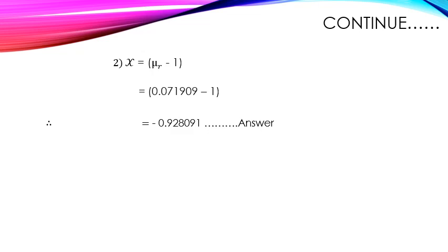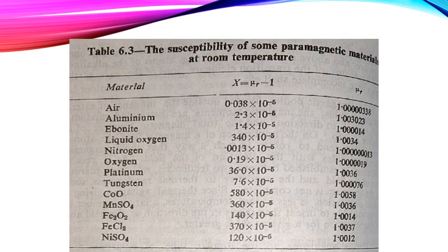Now we will see why the susceptibility is positive in some cases and negative in some cases. As we have seen in the above examples, the calculated susceptibility is positive or negative. To justify this, let us see the susceptibility of some paramagnetic materials at room temperature. Here the first column is of material, then the second column shows the susceptibility chi = mu r minus 1, and the third column is relative permeability. Here the relative permeability is 1.